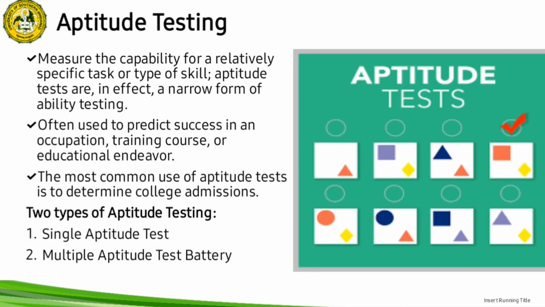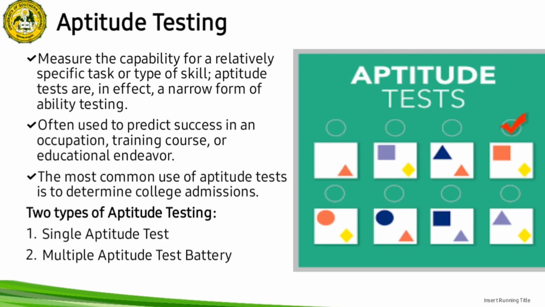So what is an aptitude test? An aptitude test measures the capability for a relatively specific task or type of skill. Aptitude tests are in effect a narrow form of ability testing. To simply define it, an aptitude test is a test designed to determine a person's ability in a particular skill or field of knowledge. It is any type of assessment that evaluates the talent, ability, or potential to perform a certain task with no prior knowledge or training.